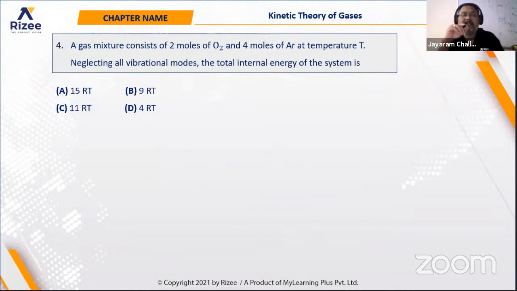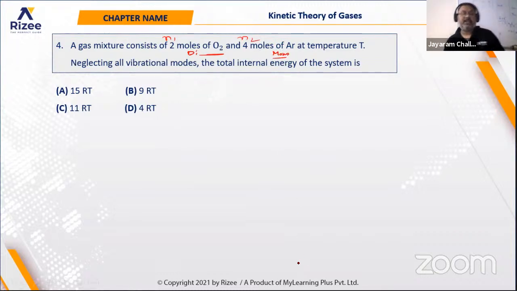Now coming to the next case, where the gas mixture consists of 2 moles of oxygen and 4 moles of argon. Number of moles N1 is equal to 2 moles, N2 is equal to 4 moles. Oxygen is diatomic, and argon is going to be monoatomic.